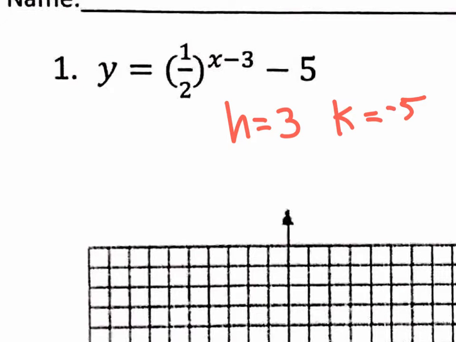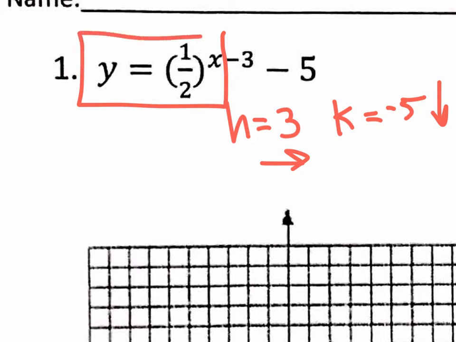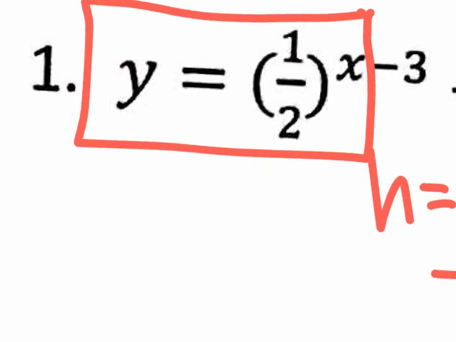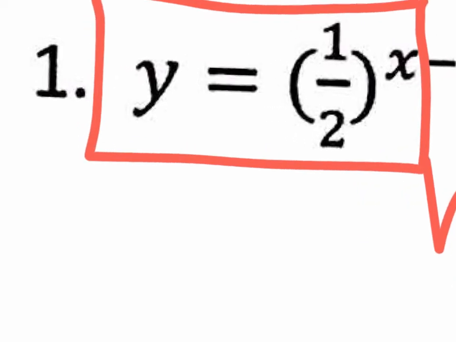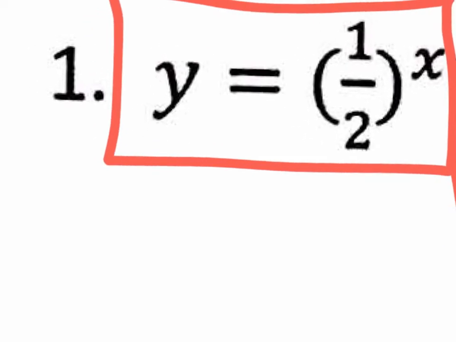So the h we know is positive 3, which means it goes 3 units to the positive side, and negative 5 for k means that it's going 5 units down. So after identifying h and k, we ignore h and k just for a little while. I like to box it in. You don't have to do this, but that way I can just focus on this part, and I don't even have to look at h and k, right?